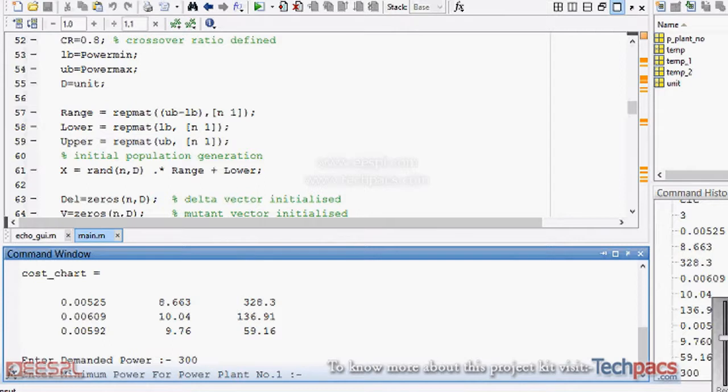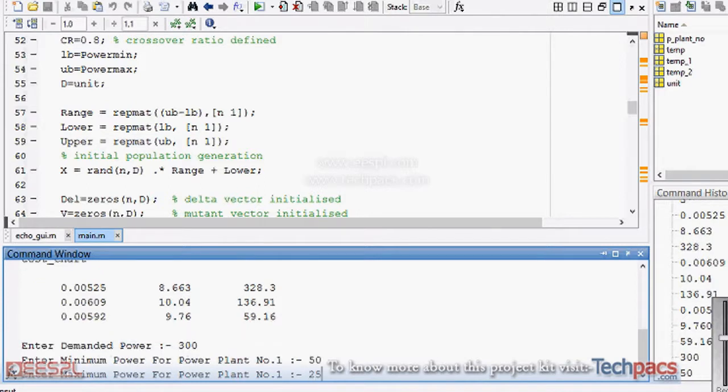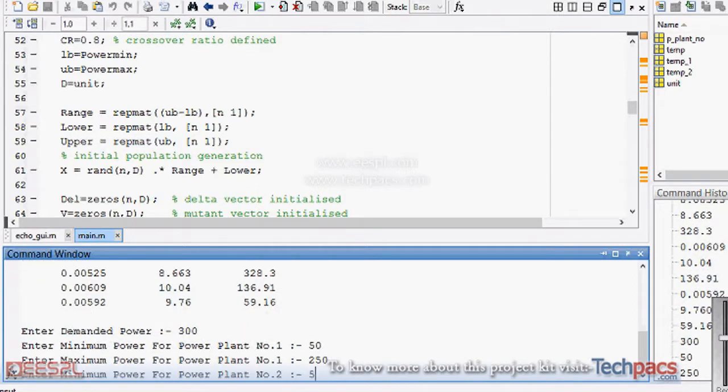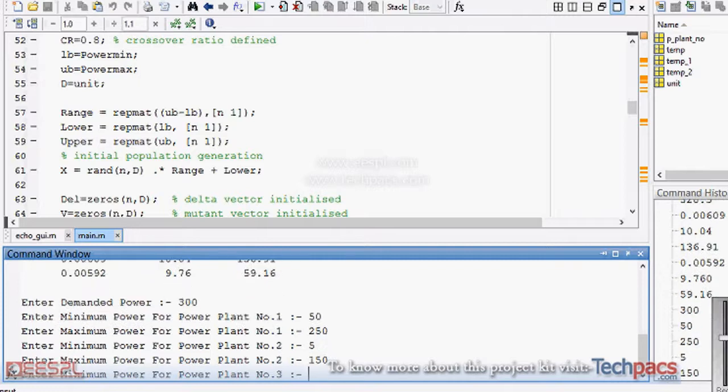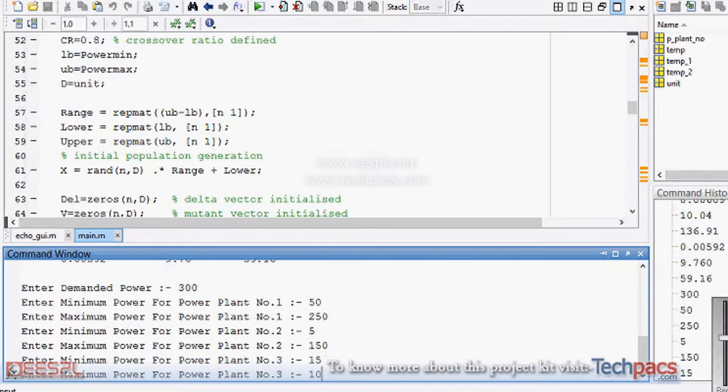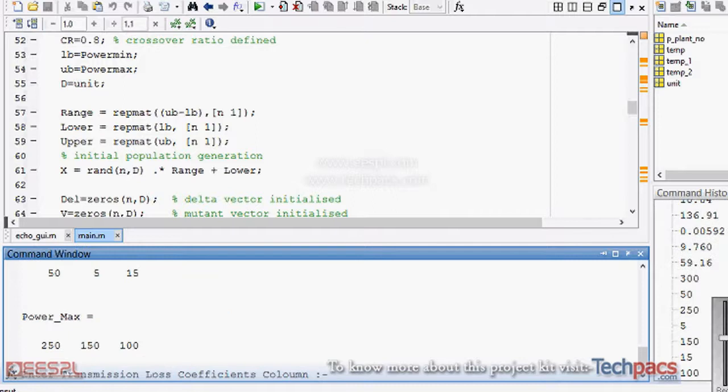The minimum power of power plant 1 is 50, and the upper one is 250. For power plant 2, it is 5 megawatt and the upper one is 150, and for the third one it is 15 and 100. When I press enter, it will move to the loss coefficients.